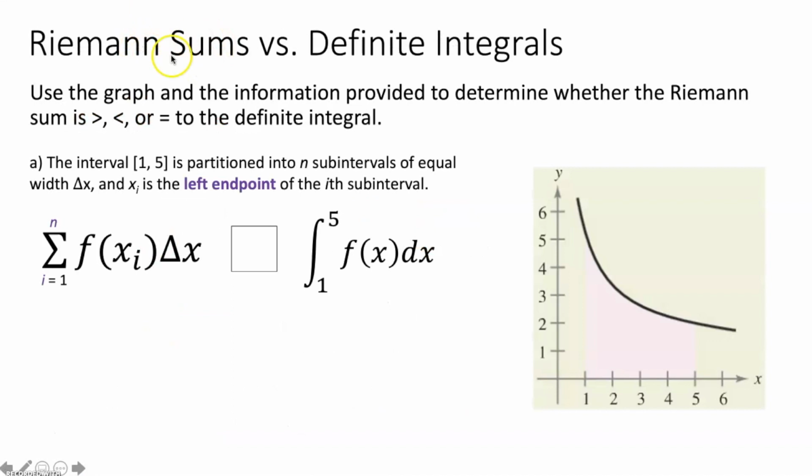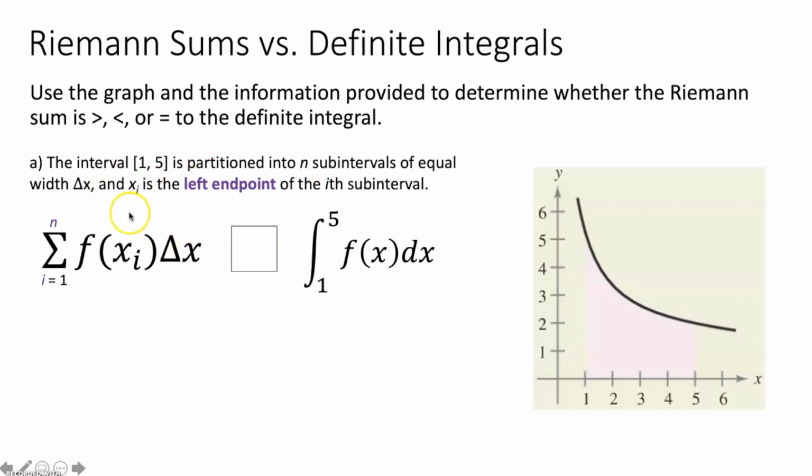Now let's take a look at how Riemann sums and definite integrals compare. So this says use the graph and the information provided to determine whether the Riemann sum is greater than, less than, or equal to the definite integral. So part A says the closed interval from 1 to 5 is partitioned into n subintervals of equal width delta x, and x sub i is the left endpoint of the ith subinterval.